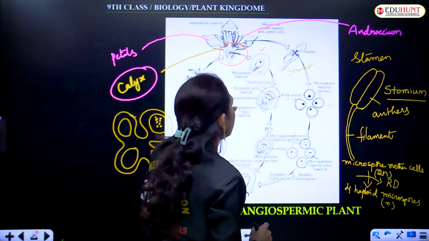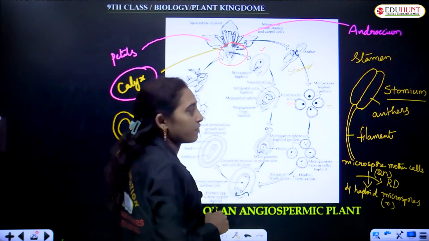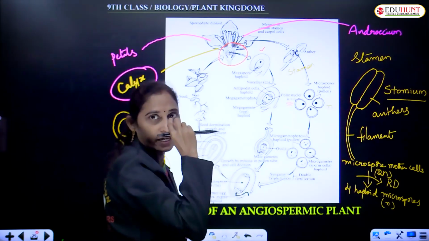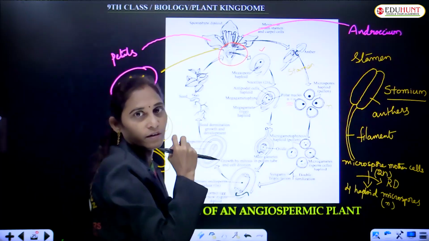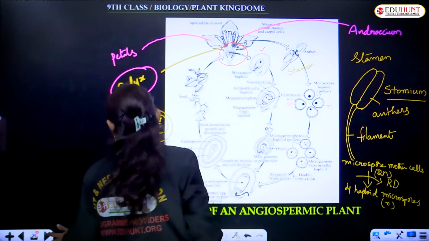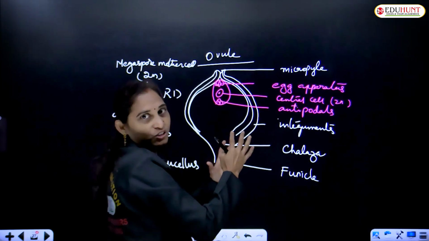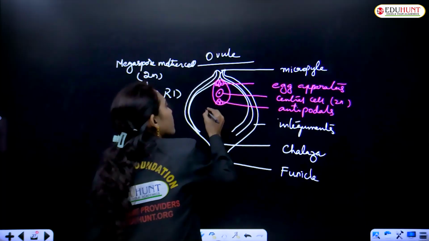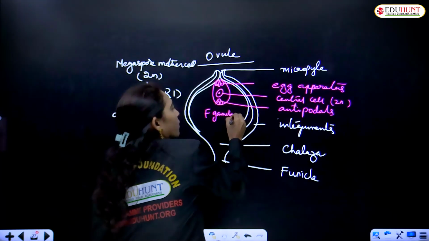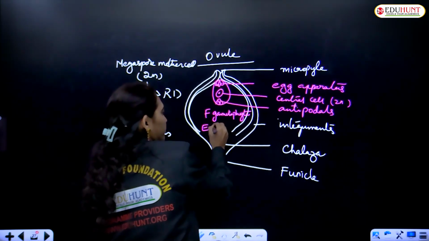Now we are here. These 2 polar nuclei fuse to form the secondary nucleus, and this is the megagamete, or the egg, or the female gamete, and this is now called the female gametophyte or the embryo sac. This is the pink color structure. What I am showing you is the female gametophyte or the embryo sac.